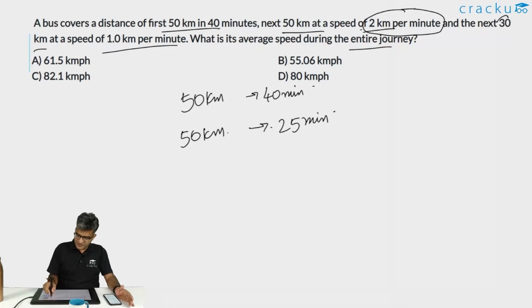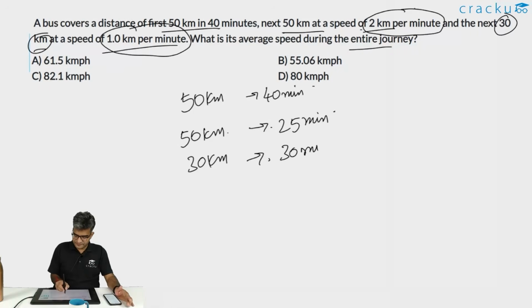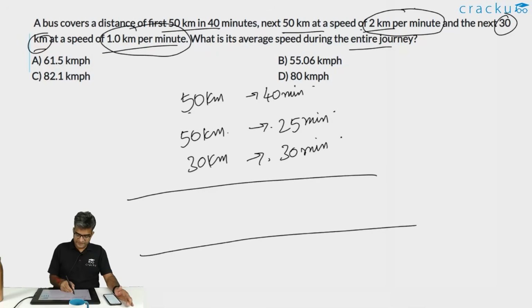The next 30 kilometers it travels at a speed of 1 kilometer per minute. So that is 30 minutes. So the total distance that it covers will be 50 plus 50 plus 30, which is 130 kilometers. And the total time it takes is 40 plus 25 plus 30, which is equal to 95 minutes.